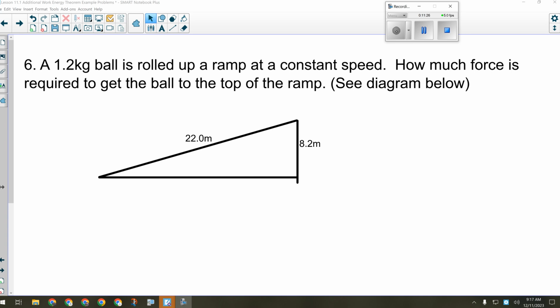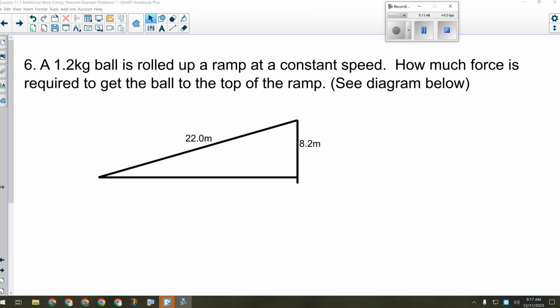So, the whole purpose of an inclined plane we talked about last week, right? It makes work easier. It doesn't make less work. Okay? It doesn't matter whether I lift this thing 8.2 meters to the top or whether I roll it up the ramp. I'm going to do the same amount of work because I'm going to change the mechanical energy of the ball by the same amount regardless of how I get it there.